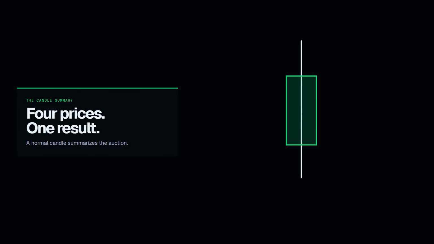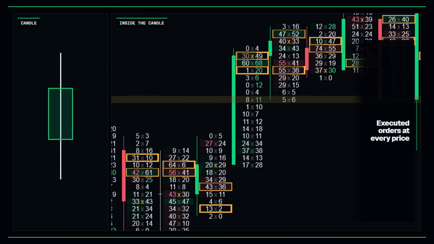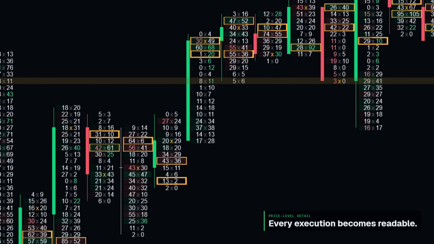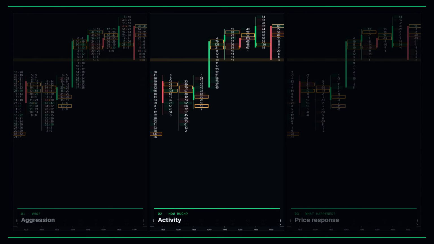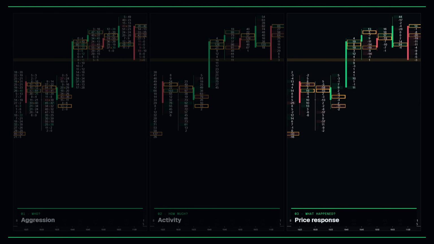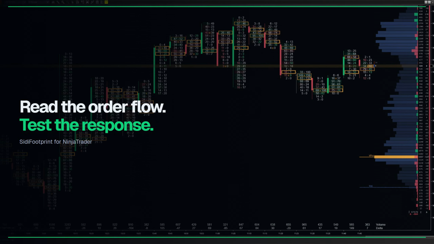A normal candle gives us open, high, low, and close. SidiFootprint opens that candle and shows what traded at every price. We compare activity with result, who traded aggressively, how much business was done, and whether price responded. That comparison drives every practical example. It lets us read order flow without guessing from candle shape alone.